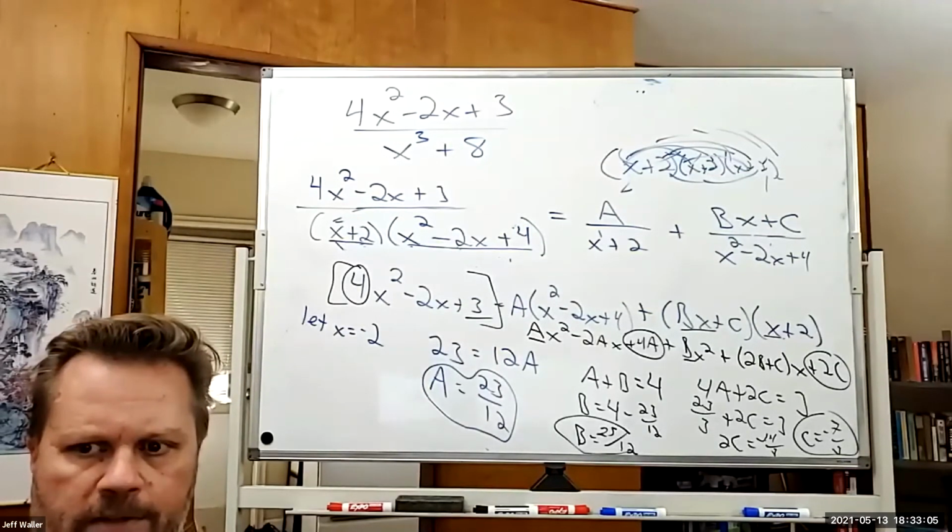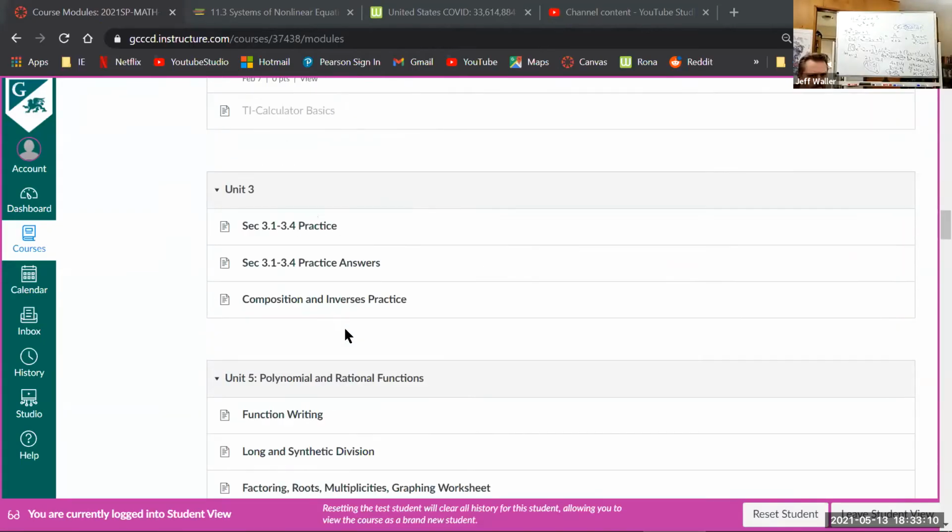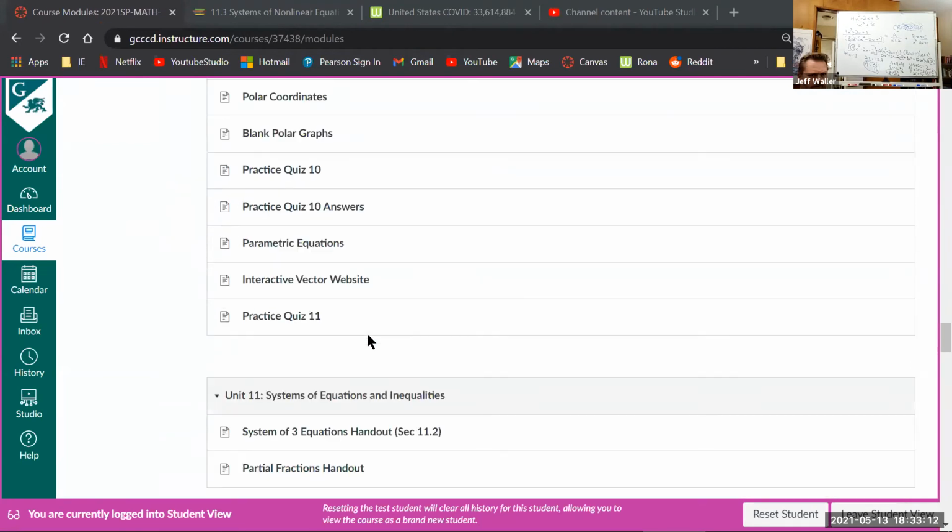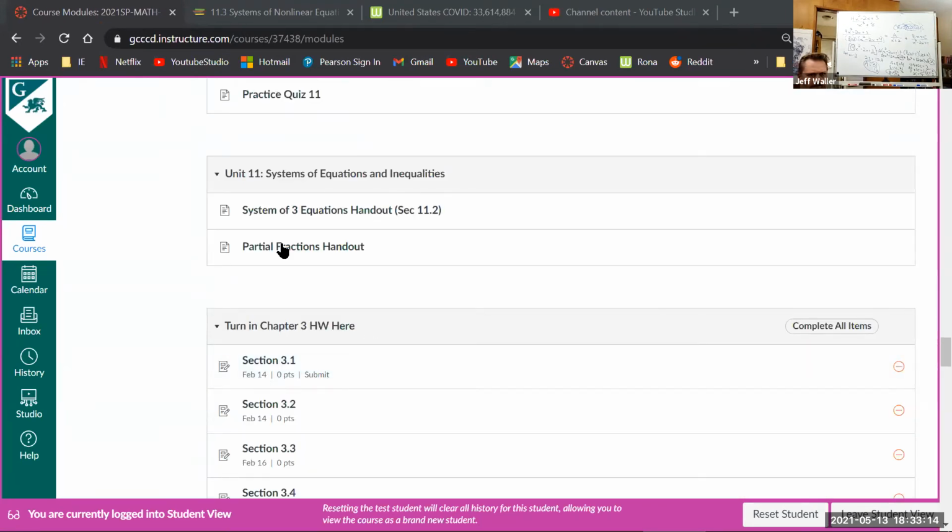All right, anybody still copying down from the board? You're going to hate me in a minute, but too bad. There we go. If you go to unit 11, partial fractions.